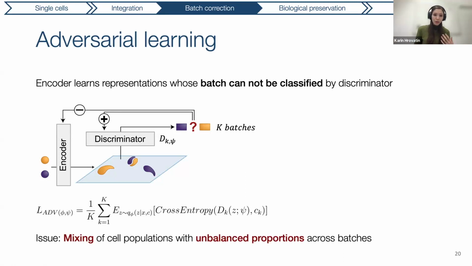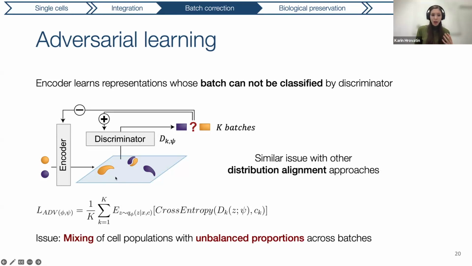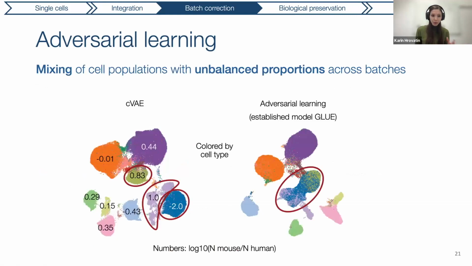However, one challenge of this method is that if there are any populations that have unbalanced cell proportions across batches, they will necessarily be mixed together so that the discriminator won't be able to distinguish them. And this is also something that was observed in other distribution alignment approaches where we put together the whole distribution across batches. So in practice, how does this look?